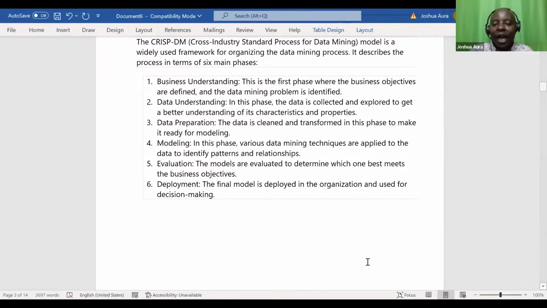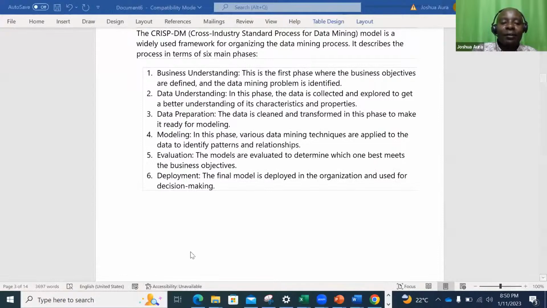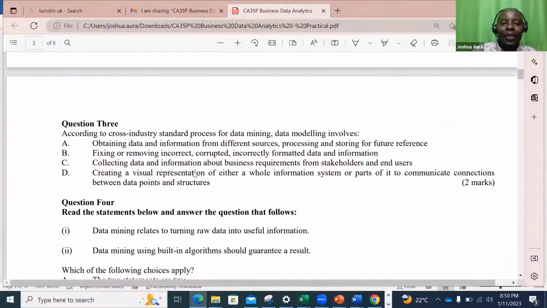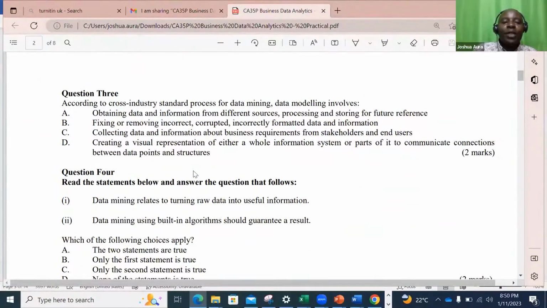Now, allow me to again bring back our paper. Let me bring back the paper that was done last semester. Let me bring back this paper here. Question number 3. According to cross-industry standard process for data mining, data modeling involves, could you kindly go through those choices A, B, C, D? Tell me in this case here, what does data modeling involve? Data modeling, according to how you've understood it from up there. What is data modeling?